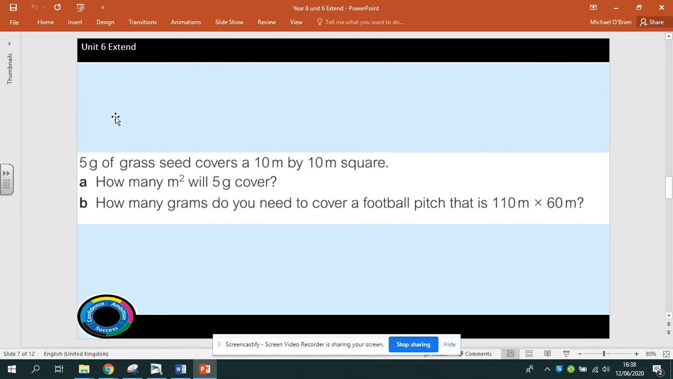Five grams of grass seed covers a 10 metre by 10 metre square. How many square metres will 5 grams cover? How many grams do you need to cover a football pitch that is 110 metres by 60 metres? Okay, when you're ready, pause the lesson and return to review your answers.